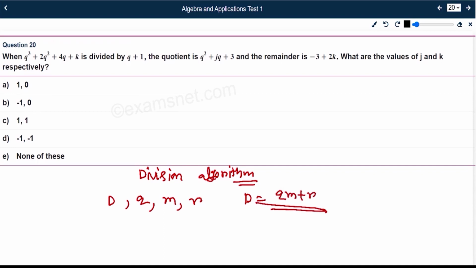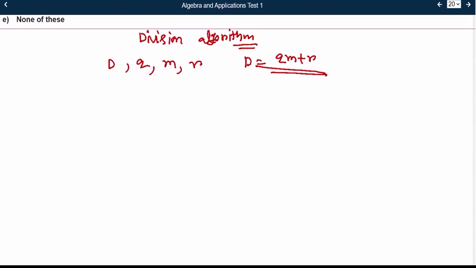Means if we add the remainder to the product of divisor and quotient, then we will get the value of dividend, right? So we are going to use this concept in this particular sum, where we are already given the dividend, divisor, quotient and remainder. So let's write the relation between them.